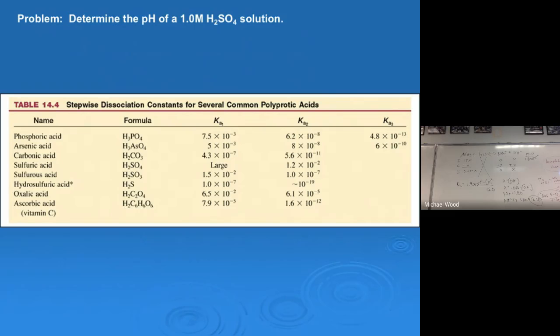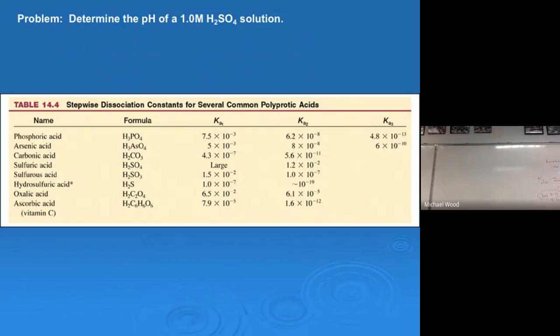But you'll see that the pH really is going to mainly be determined by the dissociation of the first step, and it's because the first acid is a strong acid. Okay, and we have to be given this table. If you look, I'm pointing here in class at the one that says sulfuric acid.